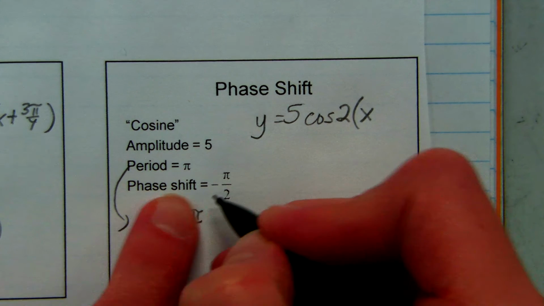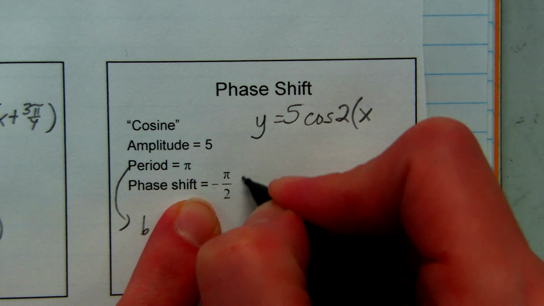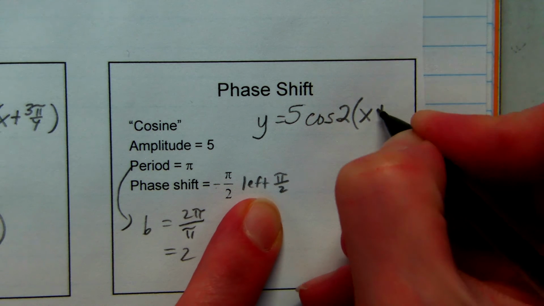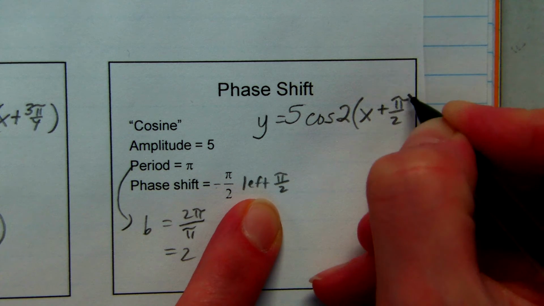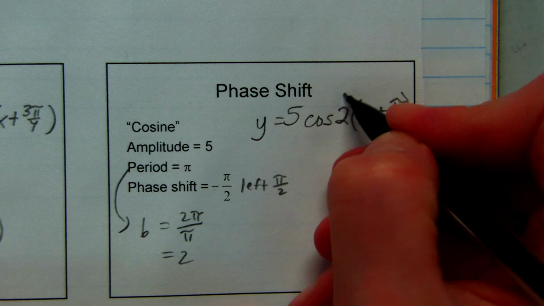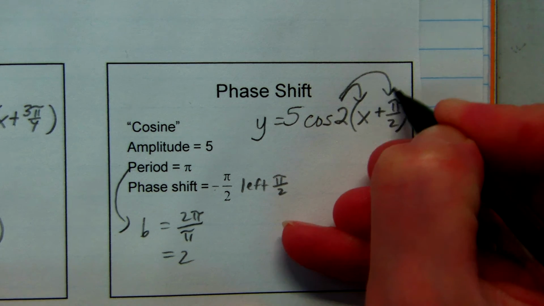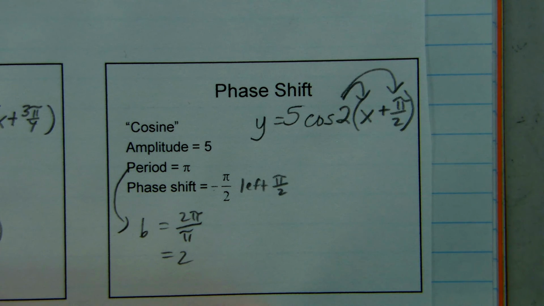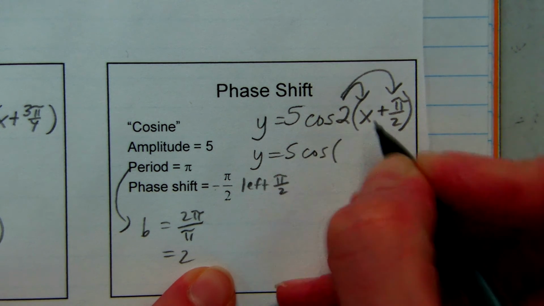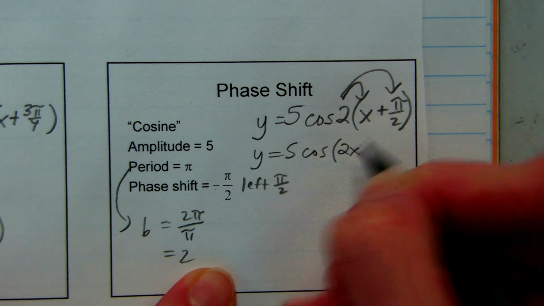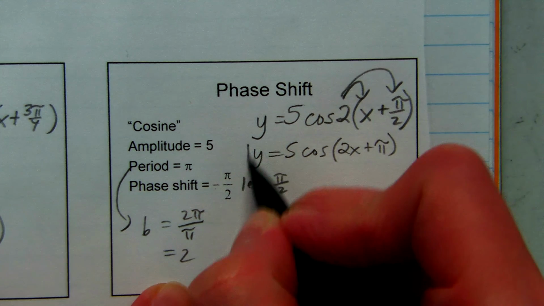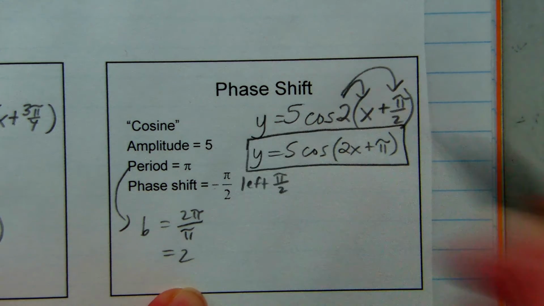And then I have x, and if my phase shift is negative pi over 2, that means left pi over 2. When we put it in the equation, we've got to change that to plus pi over 2. So we wrote this in sort of the factored form, and then we can just distribute the 2 back out, and we'll have a normal looking equation. So we'll have y equals 5 times cosine, and I'll move the 2 back in the parentheses, 2x, and then this 2 would cancel with the halves, and we get plus pi. So that's my final answer.